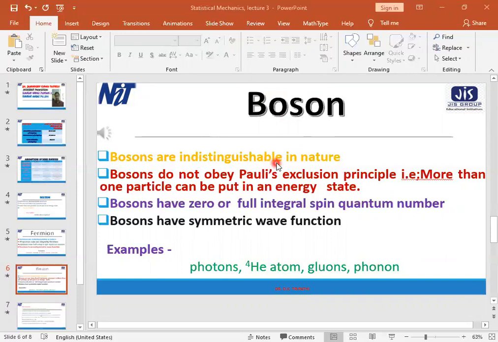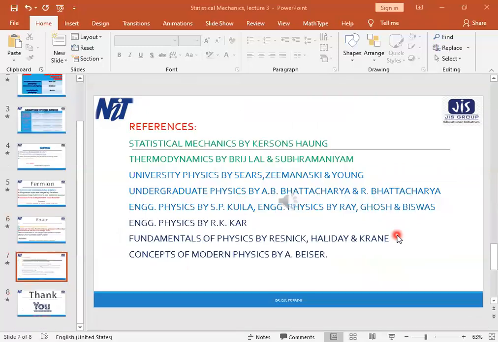So bosons are indistinguishable in nature. Bosons do not obey Pauli's exclusion principle. That is, more than one particle can be put in an energy state. Bosons have zero or full integral spin quantum number. Bosons have a symmetric wave function. Examples of bosons are photons, helium atoms, gluons, phonons. So these are the examples of bosons.